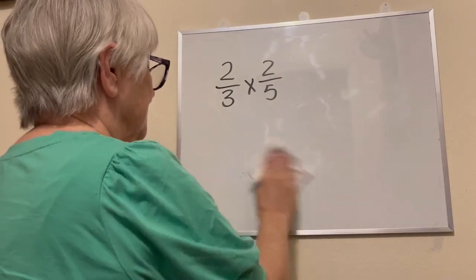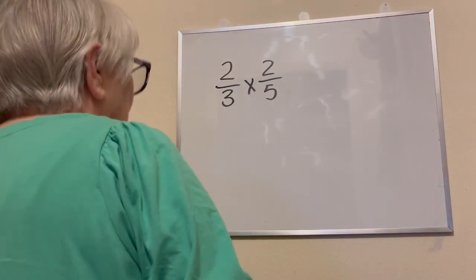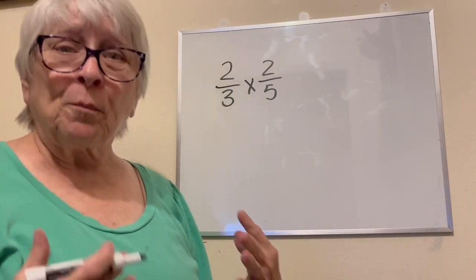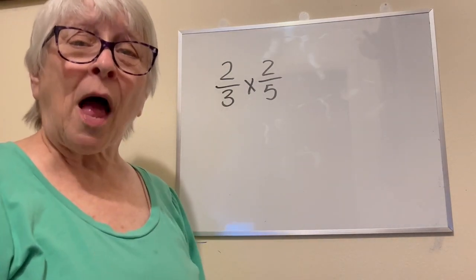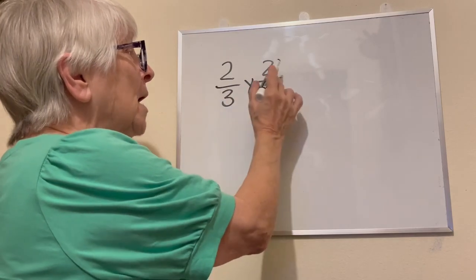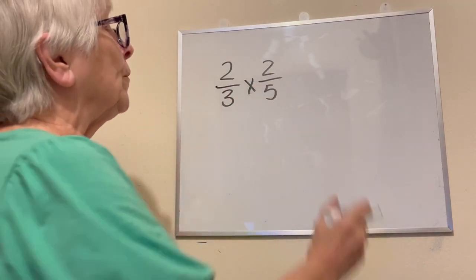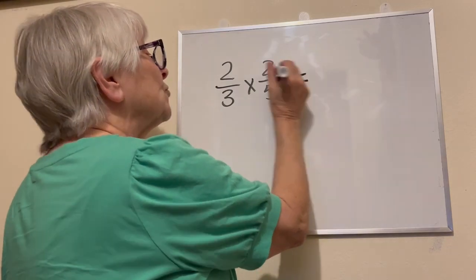Okay. Now, when you're multiplying fractions, you multiply across. Top times top over bottom times bottom. That's your song. So top times top.